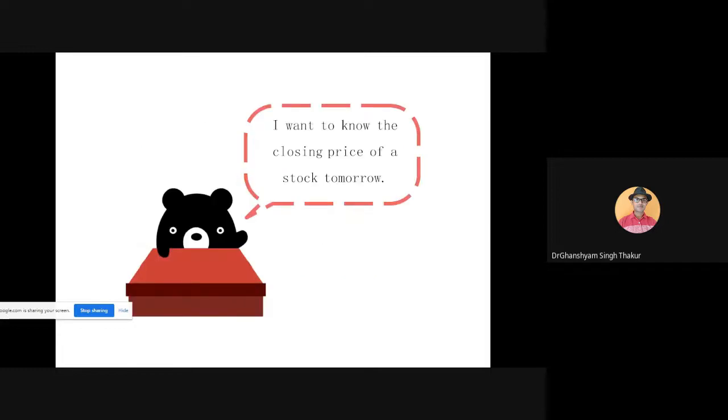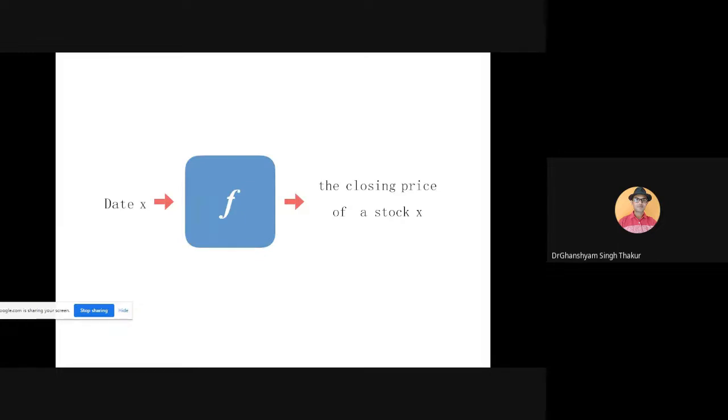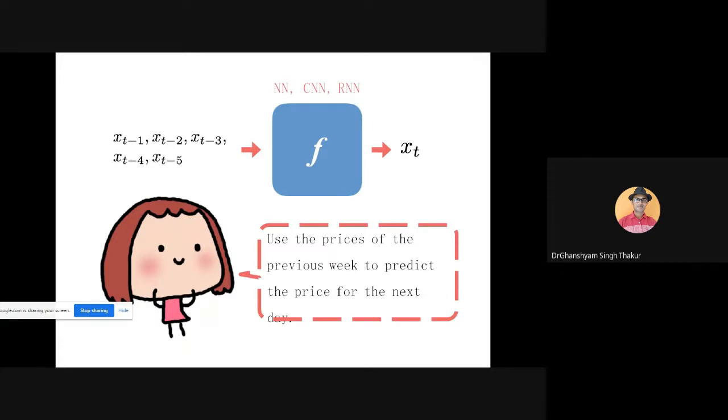So I want to know the closing price of the stock market. So this is the problem. So we have to formulate this problem into a function. So the data x and the function and the output, the closing price of the stock of x. So these are some different inputs, and you can use any neural network, NN, CNN, RNN, and you will get the X_T. So use the price of the previous week to predict the price of the next week. So in this way, you can formulate the problem, and you can develop your model, and you will be able to develop your neural network.